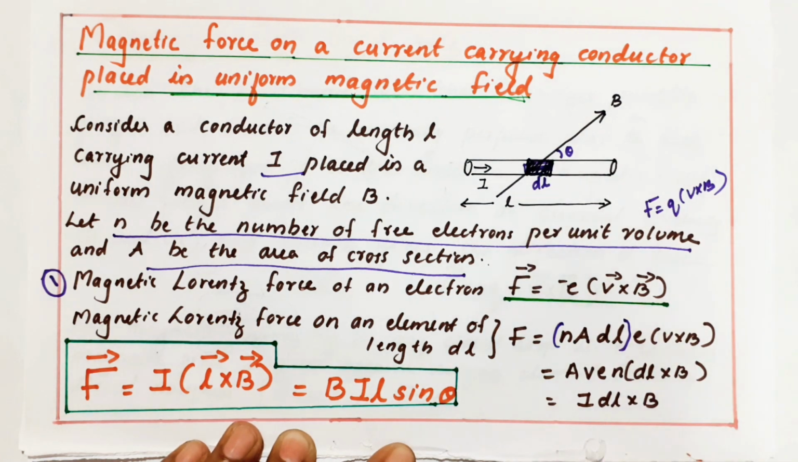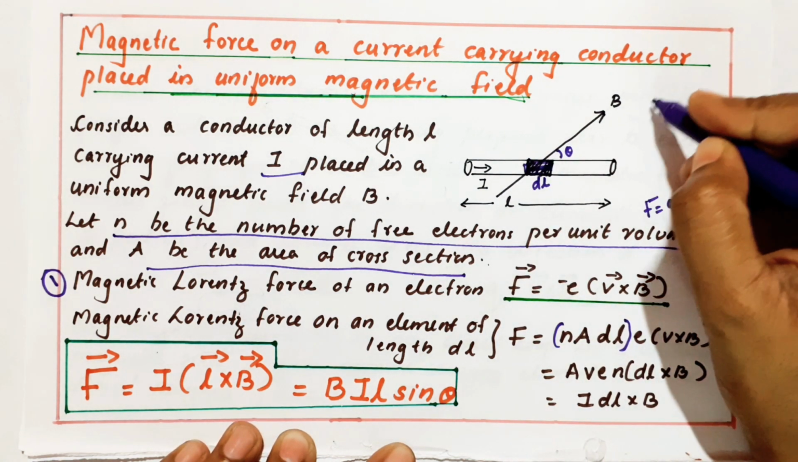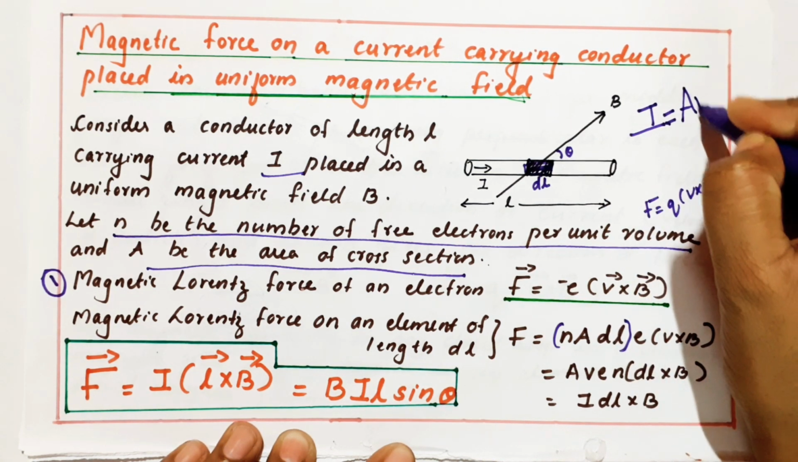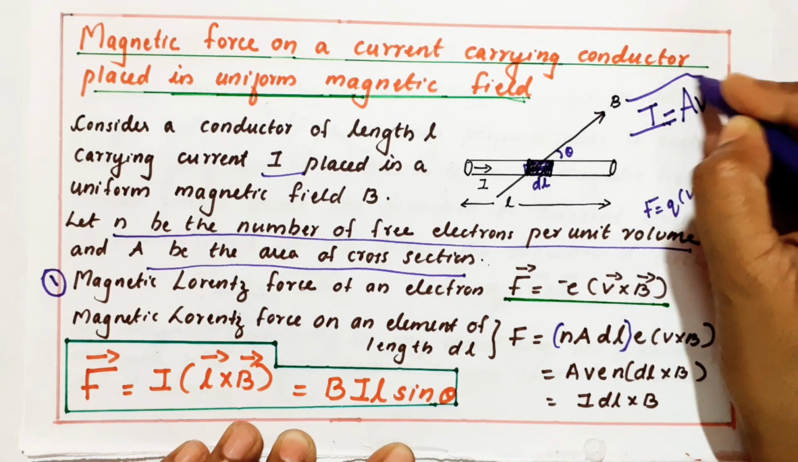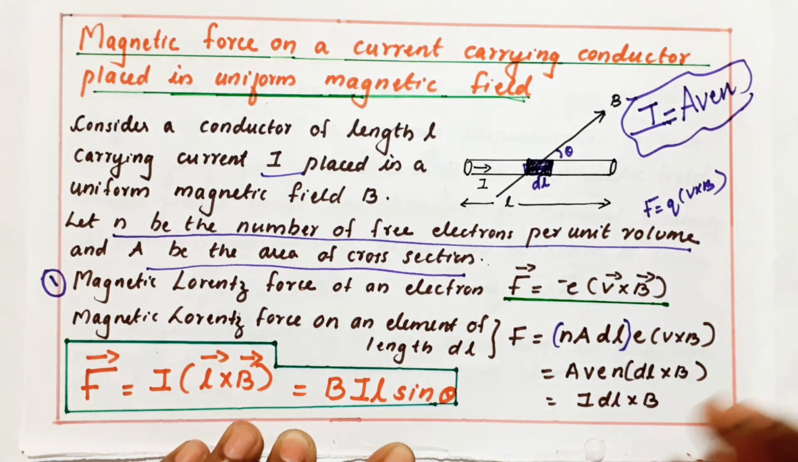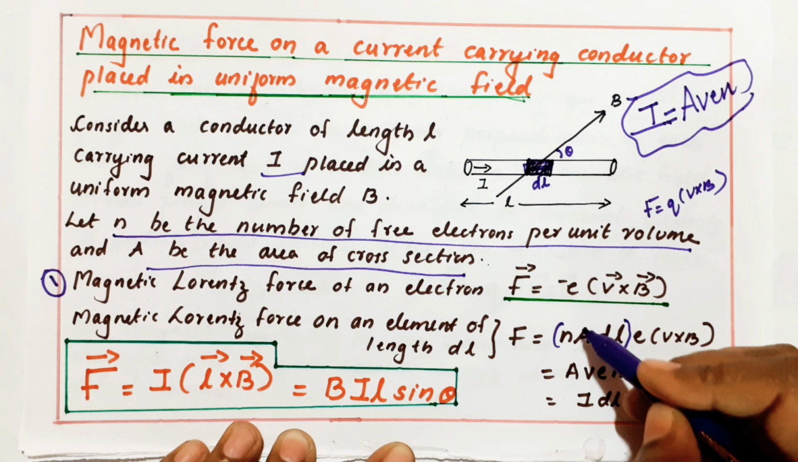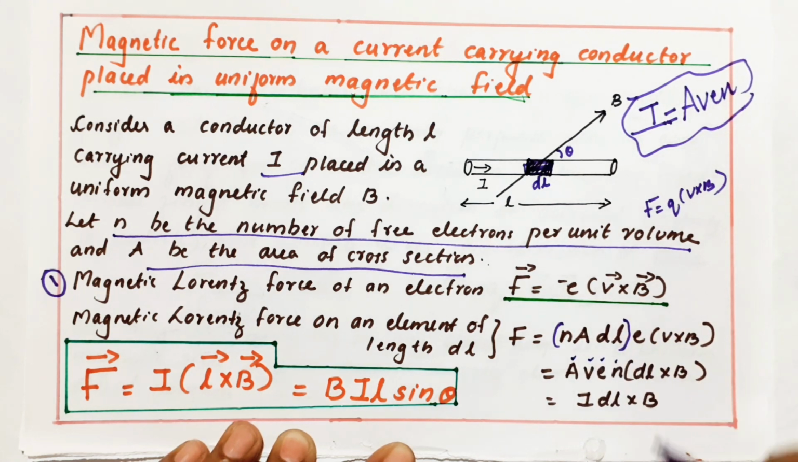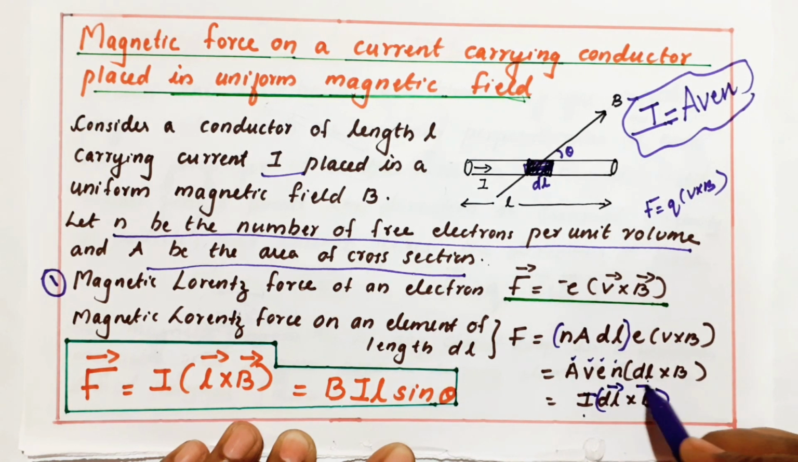So I can write the equation. In my current electricity video, I told you a shortcut equation for current as A V e n. Current is A V e n. Instead of A V e n, I am writing I. So I into dl cross B. So I got a new equation, I into dl cross B. This is the magnetic force due to this element.